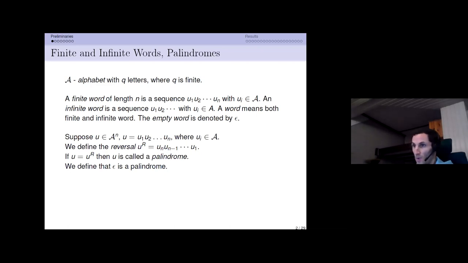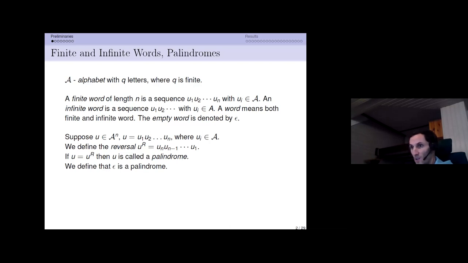Okay, next, what we will need is the definition of the reversal of a finite word. So given a finite word as a sequence of the letters u1 till un, the reversal is the word where we change the order of the letters. So as it is stated in the file, it is the word un till u1. So this is the reversal. I think the name reversal is self-explaining.